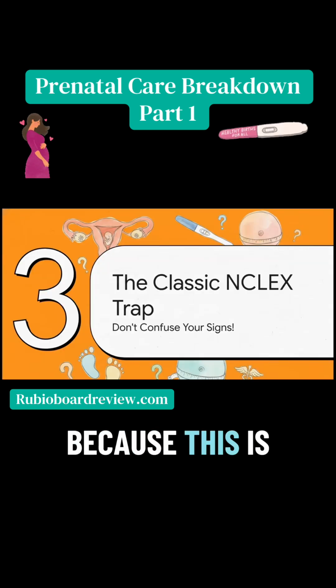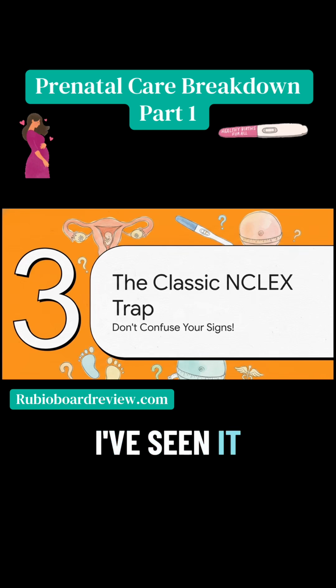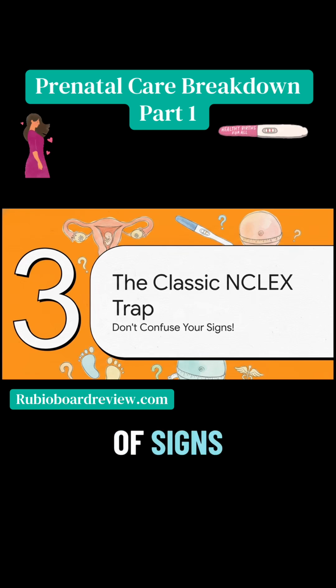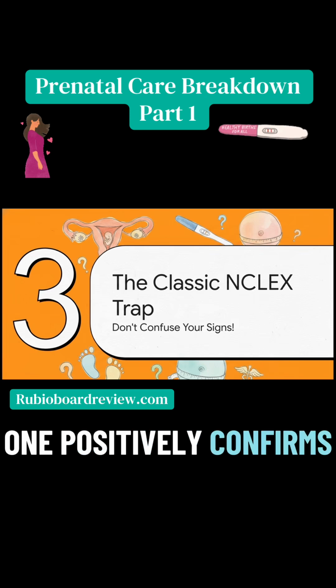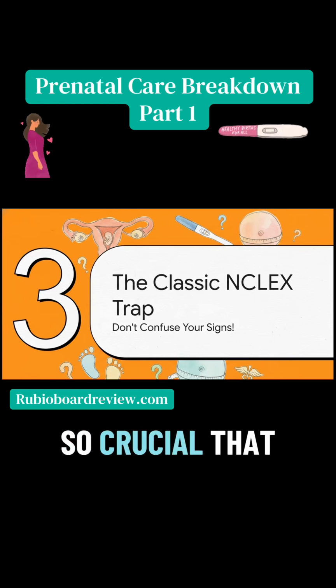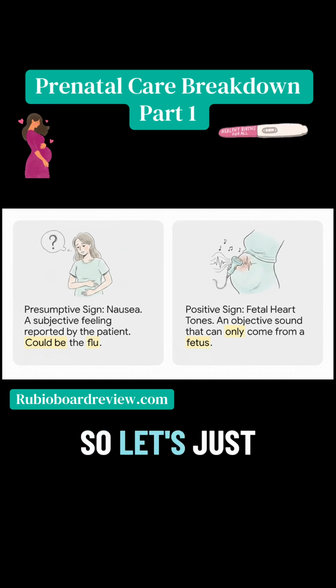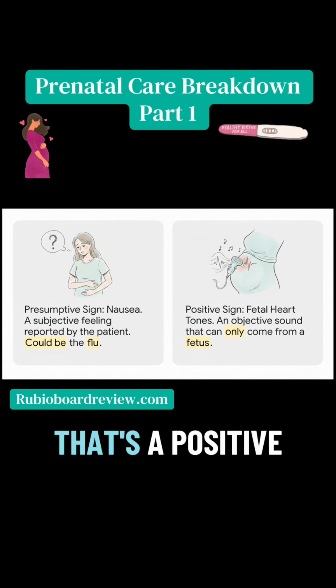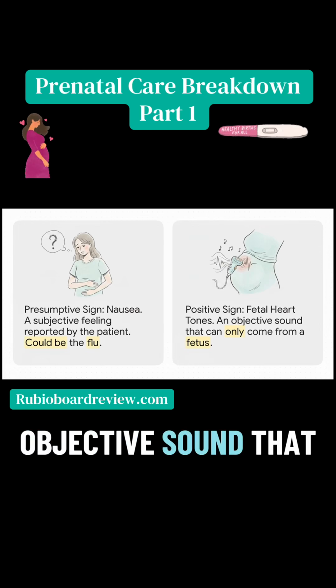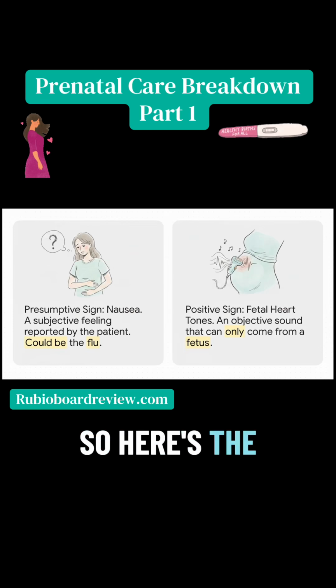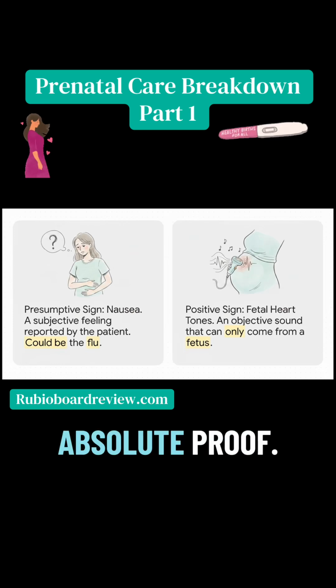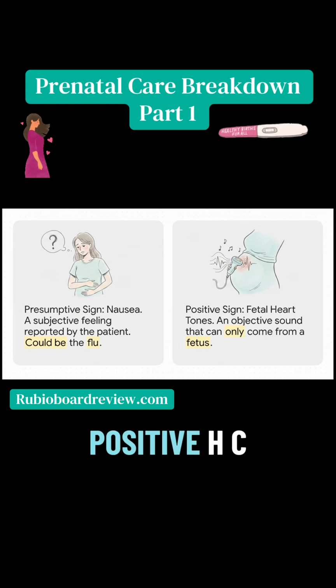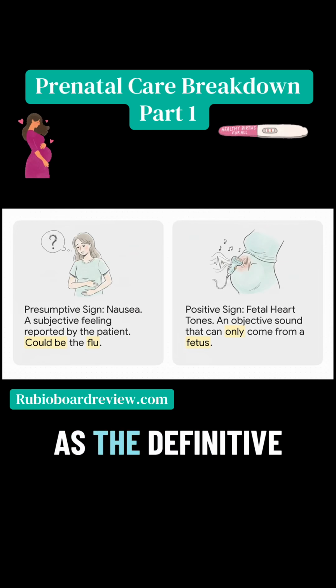Okay, listen up, because this is a classic NCLEX trap. I've seen it a million times. They're going to give you a list of signs and ask which one positively confirms pregnancy. It is so, so crucial that you don't fall for this. So let's just compare them side by side to make it super clear. Nausea? That's presumptive. It's just a subjective feeling the patient reports. It could be anything. But fetal heart tones? That's a positive sign. It's an objective sound that can only come from a baby. So here's the takeaway. Only the positive signs are absolute proof. Whatever you do, don't let a positive HCG test trick you into picking it as the definitive answer.